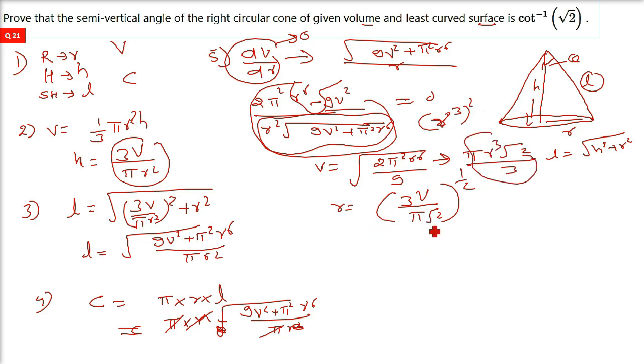Now this V can be replaced here, and h is 3 into V by pi r square. We already have a V which we just resolved. So this is 3 pi by root 2, and since 3 into V is what?